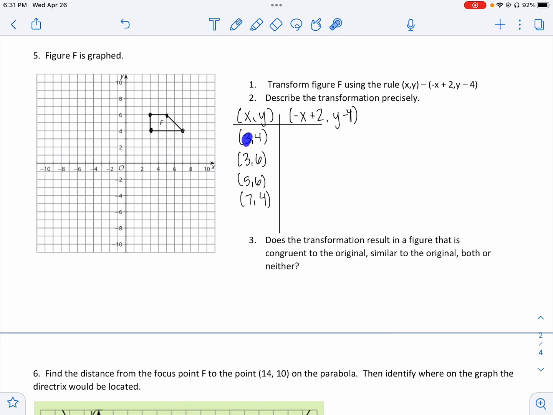So right here, the original x value is 3. We're going to plug that in for here. So we'll do negative 3 plus 2, which is now a negative 1. Same with the y values. We're going to do 4, and 4 minus 4 is going to now give us a 0.